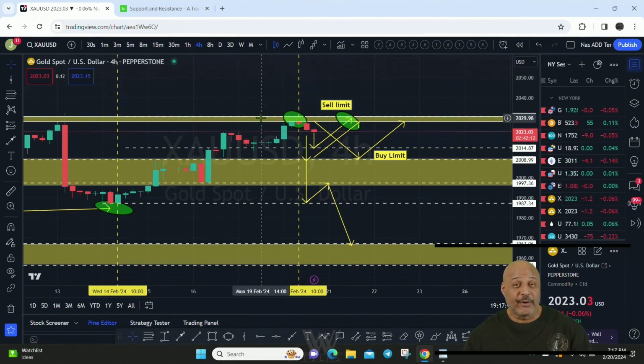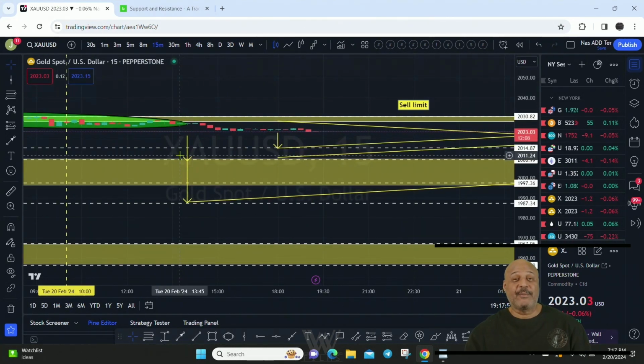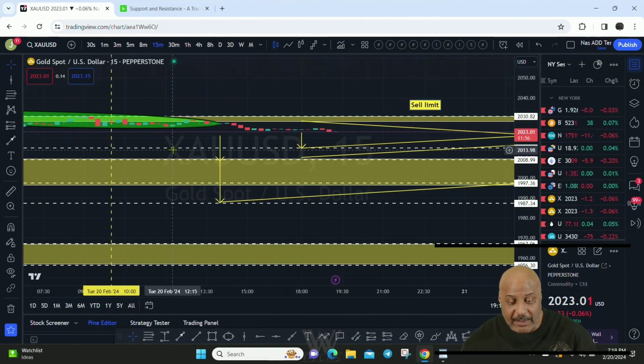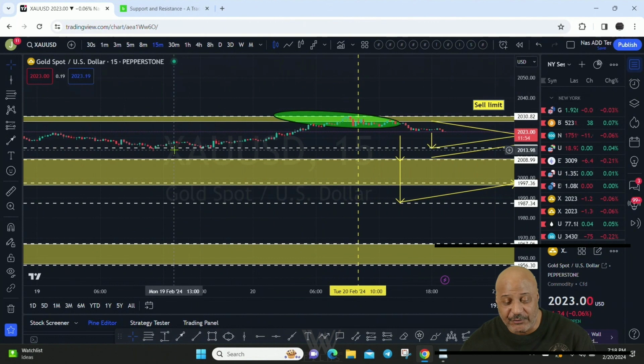Remember, I'm on a 4-hour time frame. I go down to the 15-minute time frame. What does 15-minute time frame mean? Every candle is 15 minutes. See that right there? So how much time do I have on this candle? I got 11:58. So now I come over here and find a perfect entry.